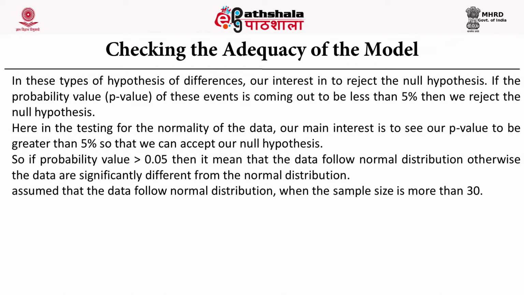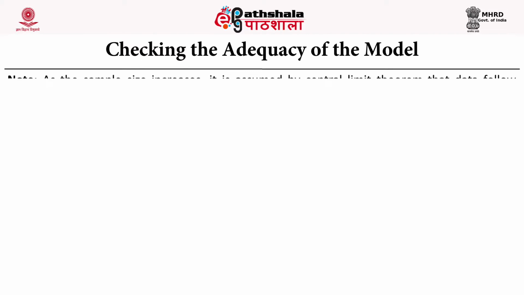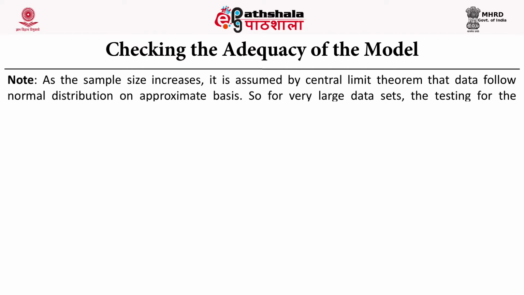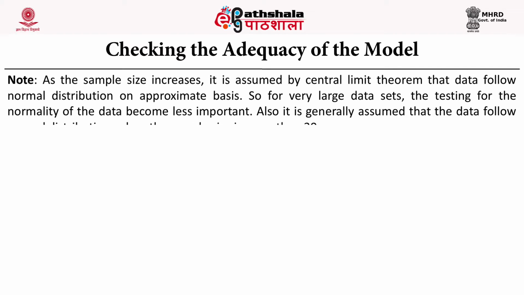We assume that our data follow a normal distribution when the sample size is more than 30. As the sample size increases, it is assumed by the central limit theorem that the data follow a normal distribution on an approximate basis. So for a very large data set, testing for the normality of the data becomes less important. Also, it is generally assumed that the data follow a normal distribution when the sample size is more than 30.